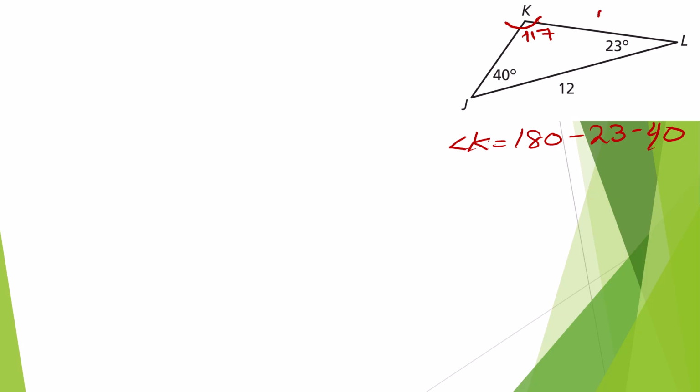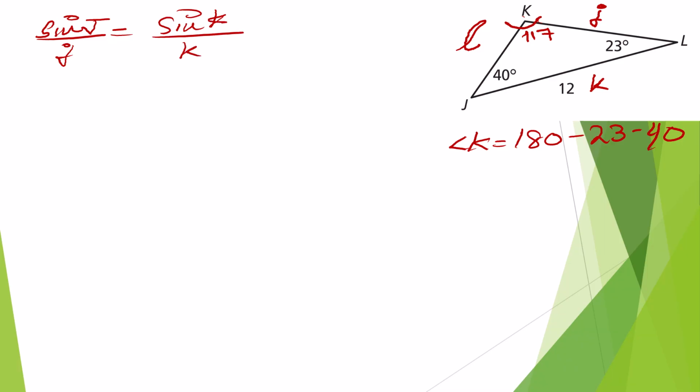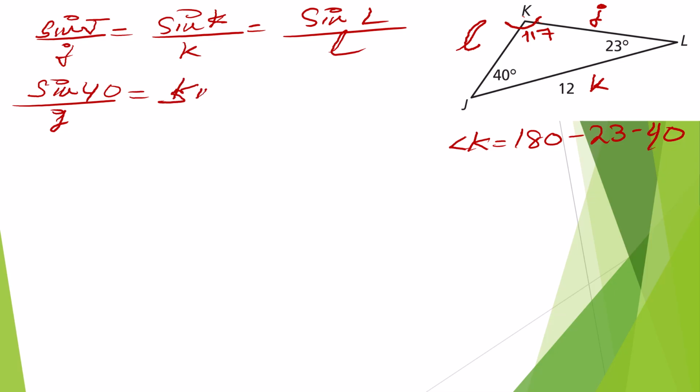Now name it. Opposite to J it is a small j. Opposite to L it's a small l. And the side opposite to K is a small k. After that, we write down the formula: sine capital J over small j equals sine capital K over small k equals sine capital L over small l. Now replace all these values. J is 40, small j is unknown. Capital K is 117, small k is 12. Capital L is 23 and small l is unknown.